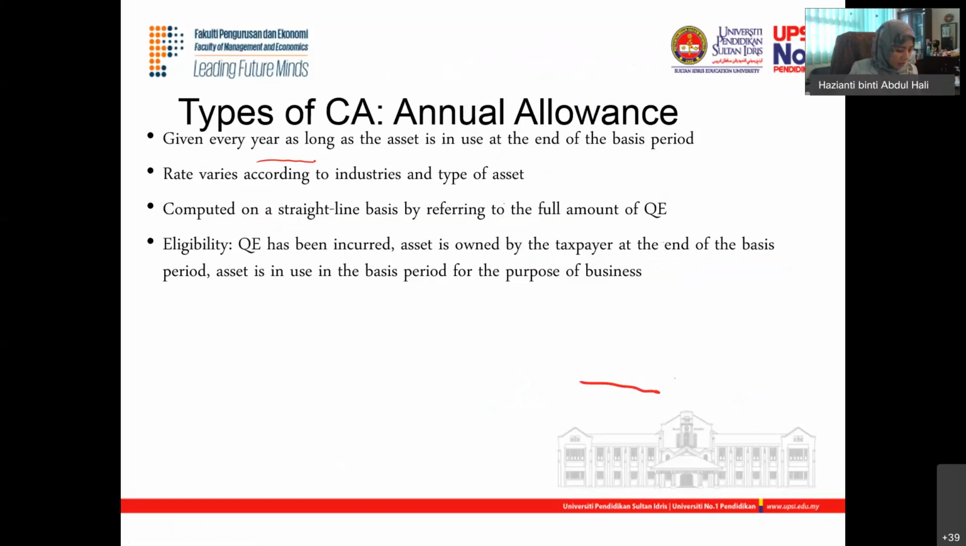Annual allowance, okay, tadi initial masa dia mula-mula beli, annual allowance is every year. As long as the asset is in use at the end of the basis period. Okay, capital allowance ni kalau asset tu tak guna pun tak boleh claim. Rate varies according to industries and type of asset and computed on a straight line basis by referring to the full amount of qualifying expenditure. So eligibility dia sama juga macam tadi.